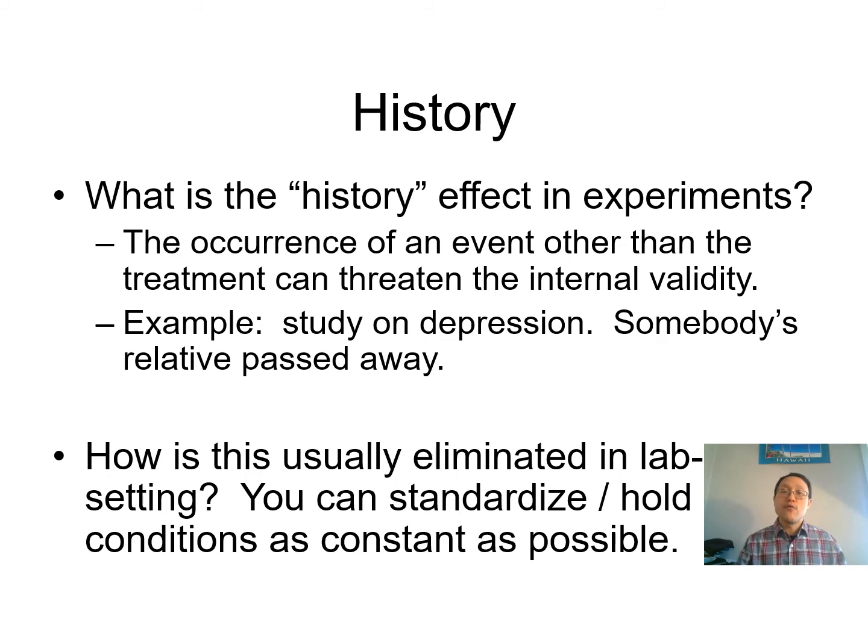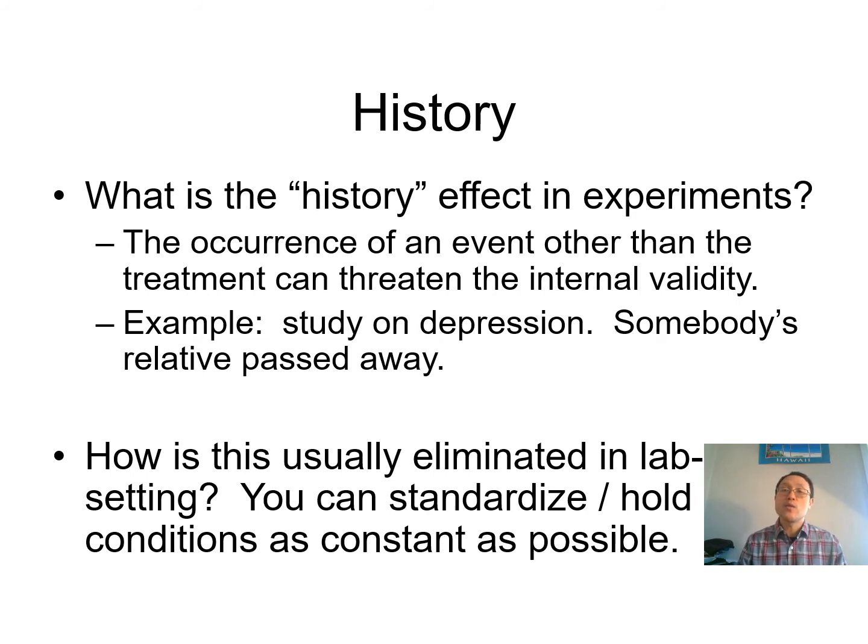So for instance, if you are trying to study depression and then somebody's relative passed away, or if you are trying to study depression and then all of a sudden coronavirus hits the world. All of these historical things, these very significant experiences, can affect the experimental outcome somehow, especially when you're studying psychology, right? This can usually be eliminated in a lab setting when you standardize or hold the conditions as constant as much as possible.